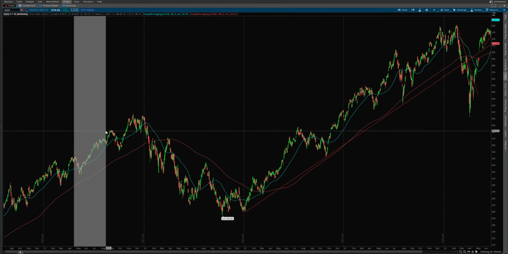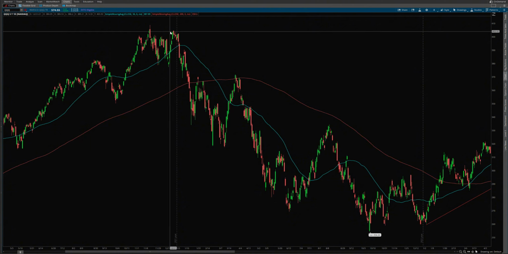for the indices. So, if we're going to analyze this a little bit, we can see starting at the end of 2021, at least for the Qs, going into October of 2022, we were in a major downtrend. And this is, again, easily identifiable by lower highs, 1, 2, 3, 4, 5, and lower lows, 1, 2, 3, 4, 5. Okay?